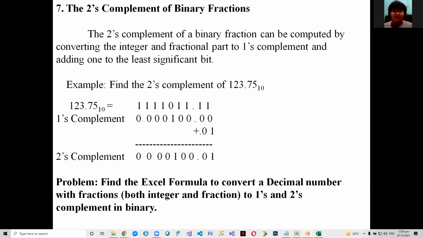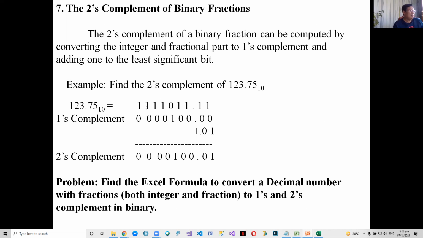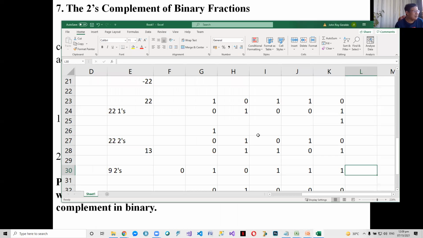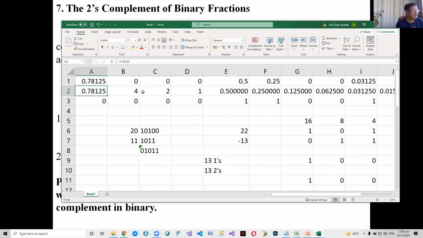No? For example, 123.75 is the equivalent in binary. Dadali na lang ito, bibili. Ano yun? Worksheet. Kaya lang, kailangan natin ng mas malaki, kasi hanggang 4 lang tayo dito eh. Do you follow? Yes, sir.